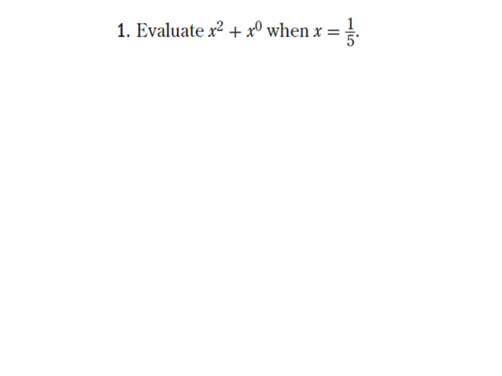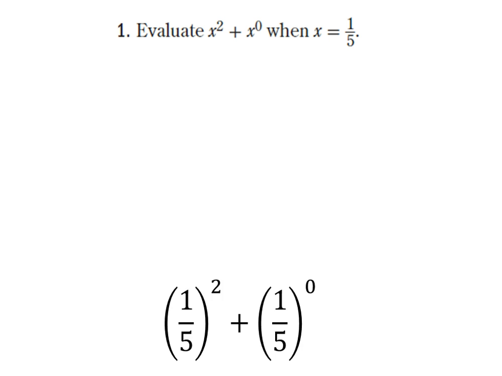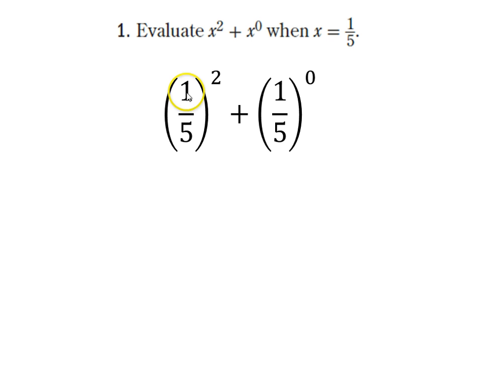Starting with number 1, we have evaluating the expression x squared plus x to the 0 power when x is equal to 1/5. So we have an expression, we have a value for x, we are going to plug this value in for x and evaluate the expression. So when I plug in 1/5 for x, what I get is this on the screen, 1/5 squared, because x is being squared, and x is 1/5, plus 1/5 to the 0 power, because x is 1/5.